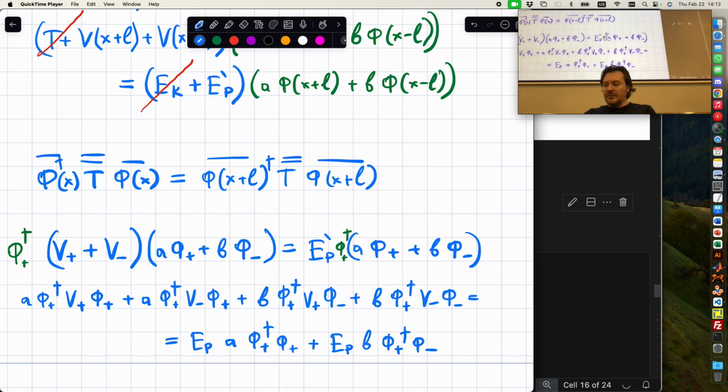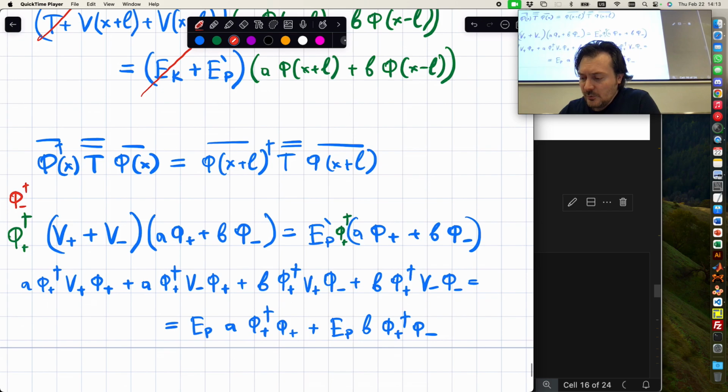Do you have any questions here? No? Well, what is the other thing that I'm going to multiply this with? Can you guess? Phi minus dagger, yes. So once I do both of that, so I did the first one, assume that I did the second one.